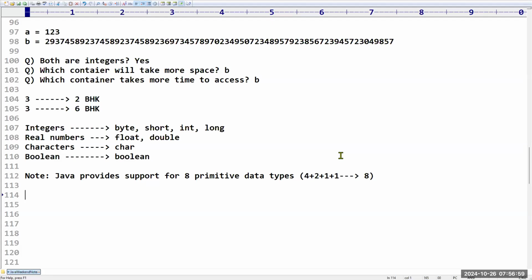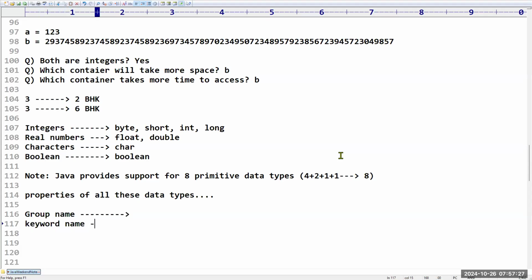Right. Now we are going to see the properties of all these data types. So what is the first property? It belongs to which group? Group name I am going to take. It belongs to which group? That is the first property. Second property: for every data type, there is some keyword. For every data type, we are going to use some keyword. What is that keyword name?